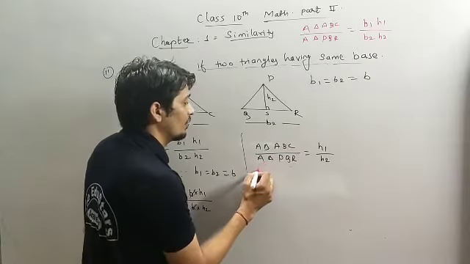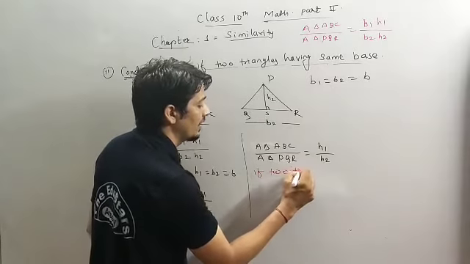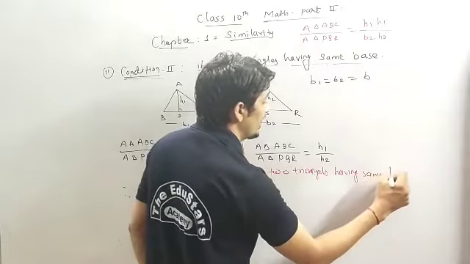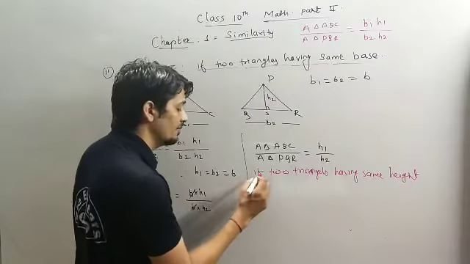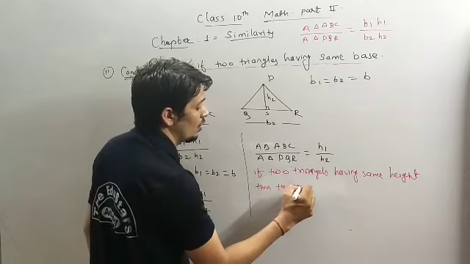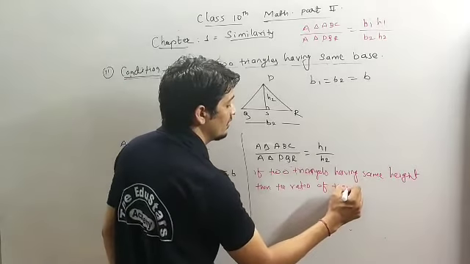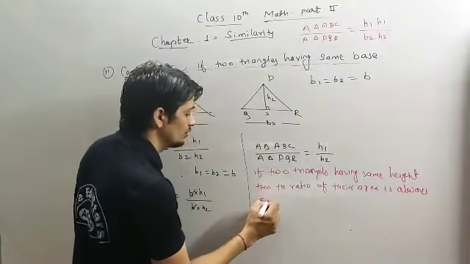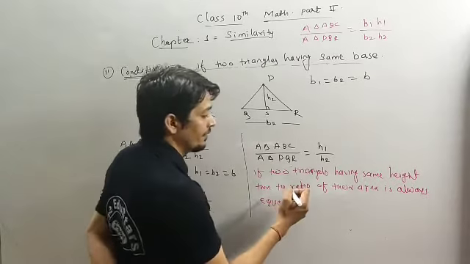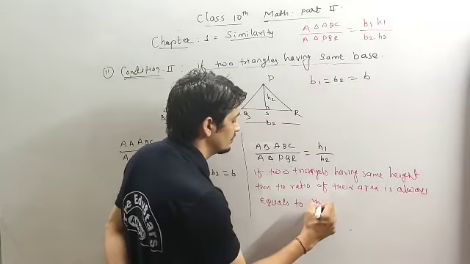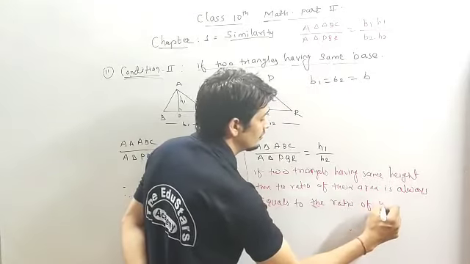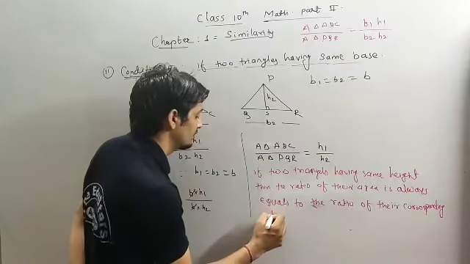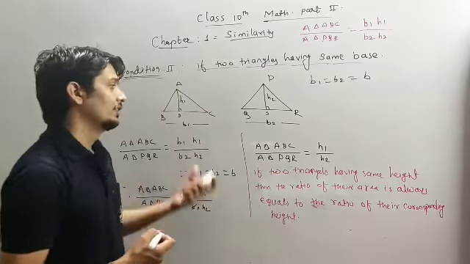Okay, so what we can write, if two triangles having same base, then the ratio of their area is always equals to the ratio of their corresponding height. Okay, so this is the part.